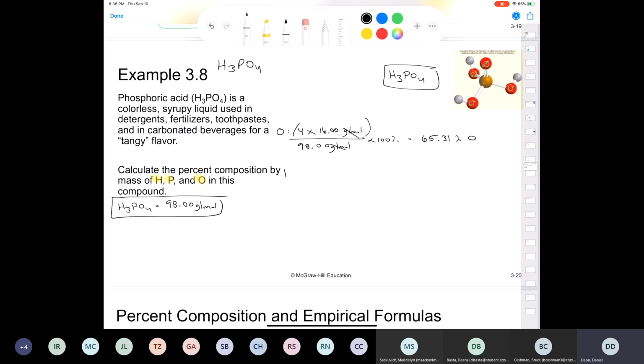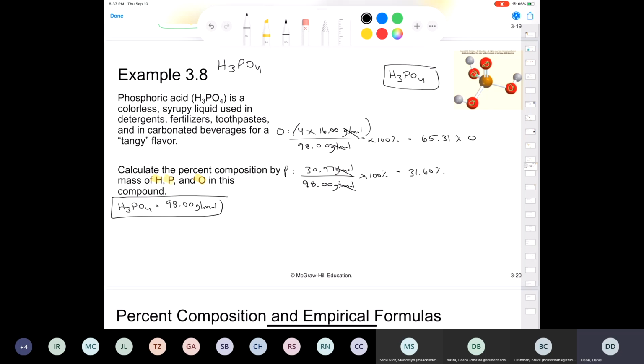Julius, for phosphorus, did the same thing. There's only one phosphorus in the whole molecule. And so phosphorus weighs 30.97 grams per mole, and he divided that by 98.00 grams per mole. That cancels out, multiply by 100%. And I ended up with 31.60, which is what he got.